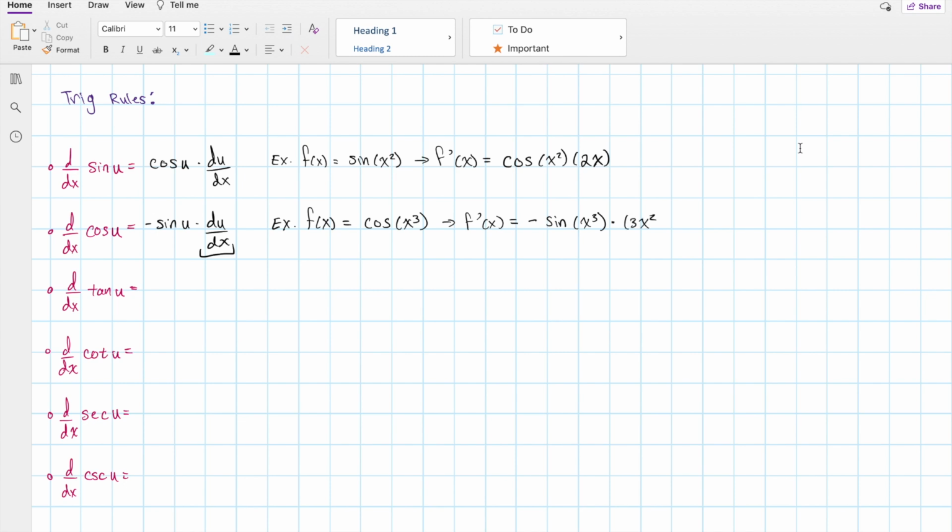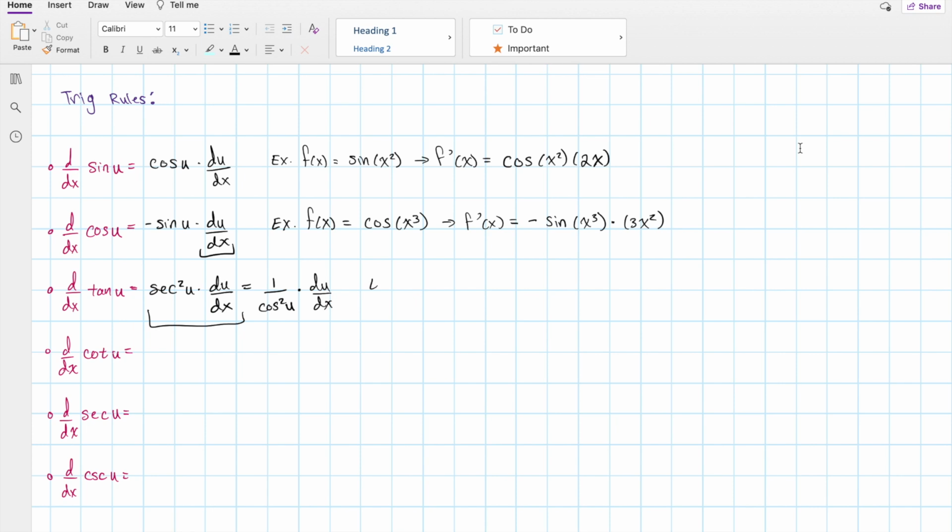The next rule, we have tangent of u. The rule for that is secant squared u times du over dx. I just want to remind you that secant squared u is just 1 over cosine squared u. This is a lot more appealing to look at, so we're just going to keep looking at the secant squared rather than 1 over cosine. Nobody really likes fractions.